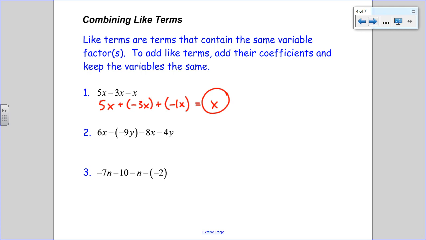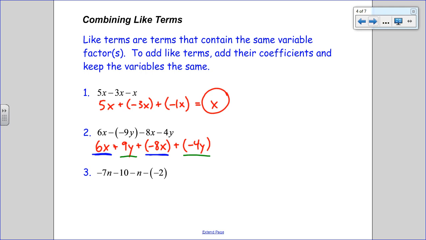6x minus negative 9y minus 8x minus 4y. So let's rewrite it using addition. 6x plus 9y plus negative 8x plus negative 4y. Now in this case, unlike in problem 1, we have some terms that are unlike. We have some terms containing the variable x, and then we have other terms containing the variable y. And we need to add those terms separately.